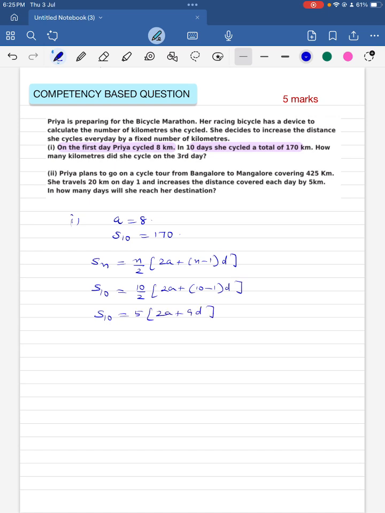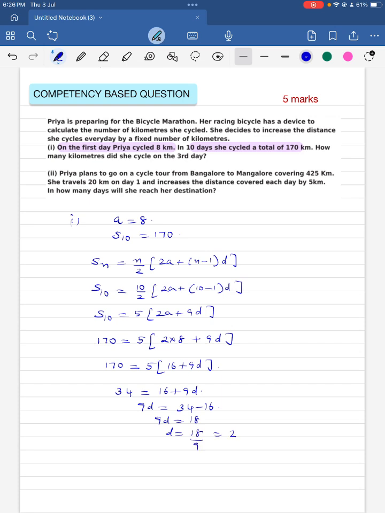Let me substitute whatever values I know in this expression. So that gives me 170 is equal to 5 times 2 into a, which is 8, plus 9d. So 170 is equal to 5 times 16 plus 9d. Let me divide 170 by 5 and I would get 34 equal to 16 plus 9d. So 9d now becomes 34 minus 16, which is equal to 18. So 9d is 18 and the value of d becomes 18 divided by 9, which is equal to 2.